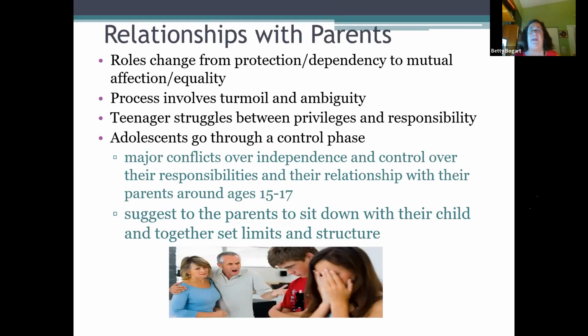Now, their roles with the parents are changing, as I said. The parents want to protect children and keep them from making mistakes, and it's very difficult. It's hard for parents to let go, and it's hard for children to understand why these parents are trying to hold them back. Why aren't you letting me go out with my friends? No, you cannot come in at 3 o'clock in the morning. You need to be home by midnight. And that's quite reasonable for a 15, 16-year-old, you know? But it's difficult. So it is turmoil and full of ambiguity.